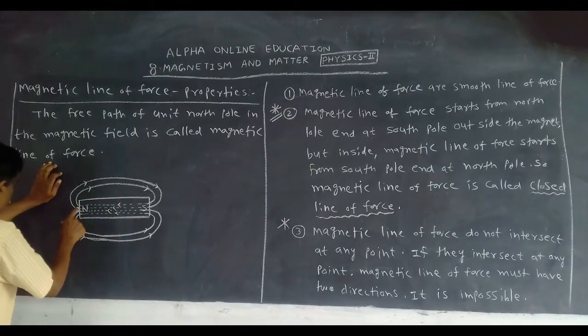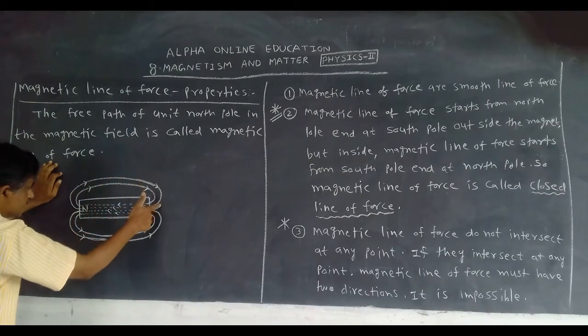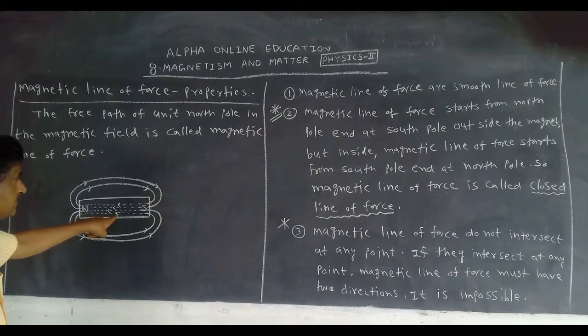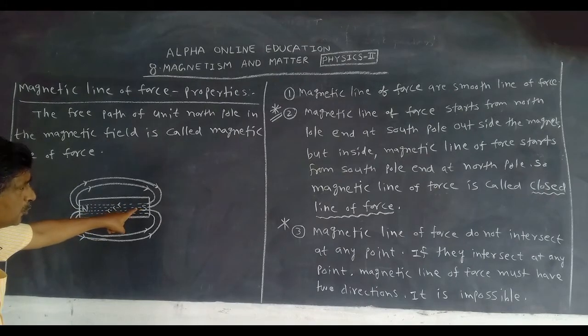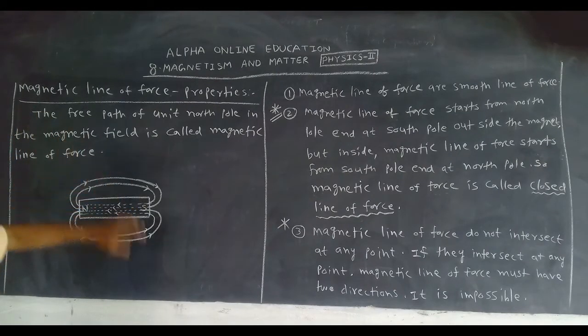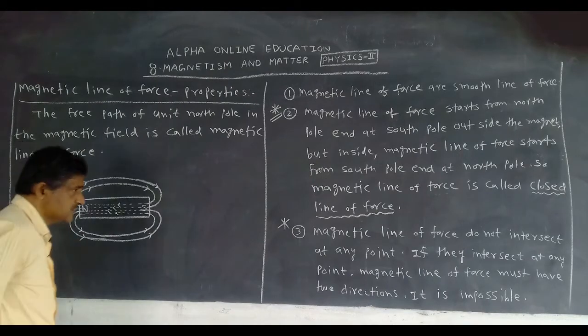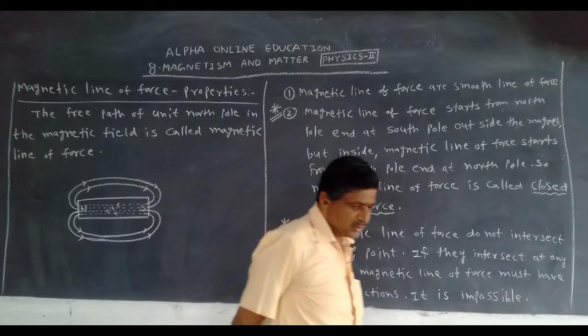Magnetic line of force starts from north pole and ends at south pole outside the magnet. But inside, you see, magnetic line of force starts from south pole and ends at north pole. So, magnetic line of force is called closed line of force.